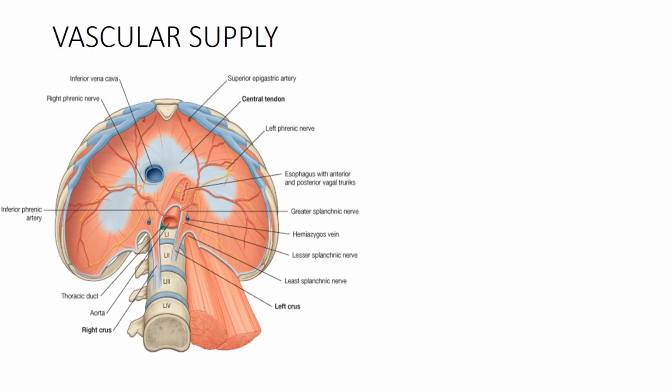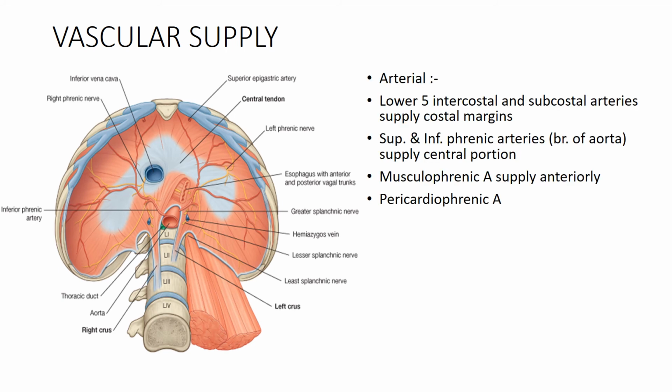The diaphragm has a very rich vascularity. Now the arterial supply: the costal margin is supplied by the lower 5 intercostal and subcostal arteries, and the central portion is superiorly supplied by the superior phrenic artery, which is a branch of the descending thoracic aorta. Along with that, the musculophrenic and the pericardiophrenic vessels supply this central portion, especially the anterior portion, and these both are branches of the internal thoracic artery.